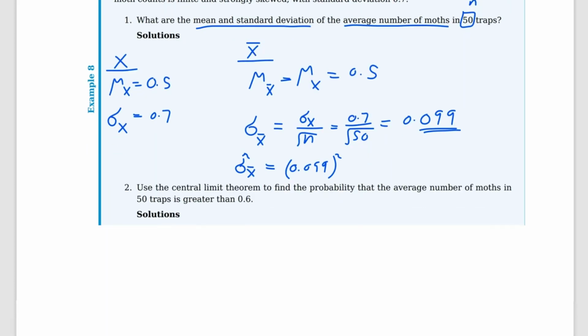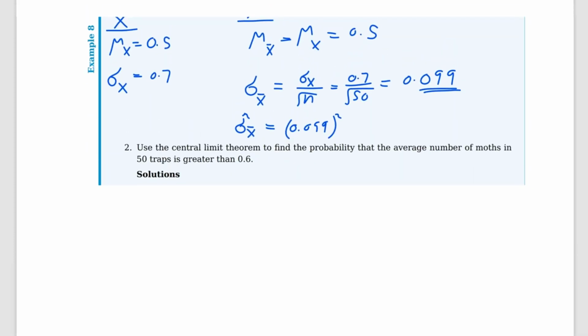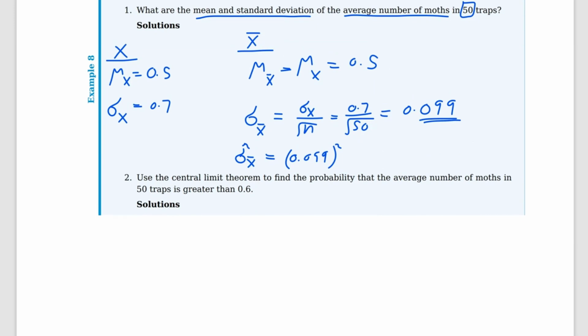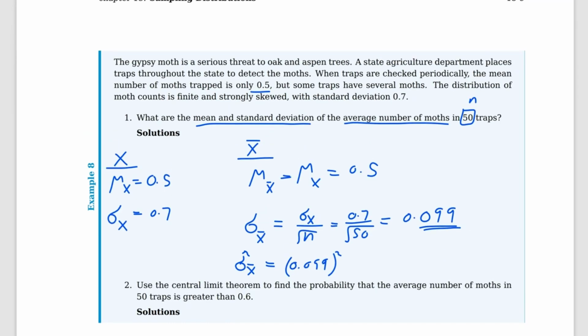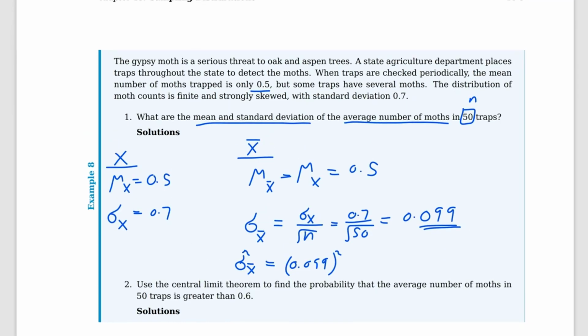So then, use the central limit theorem to find the probability that the average number of moths in 50 traps is greater than 0.6. Okay, why do we need to use the central limit theorem? You see here it is finite and strongly skewed. Strongly skewed means it is not normal. To use the z table, it should be normal, right?